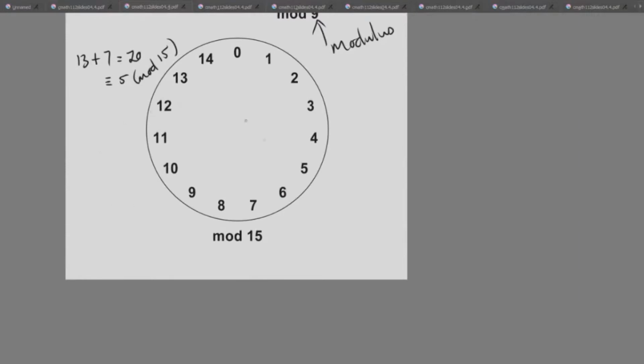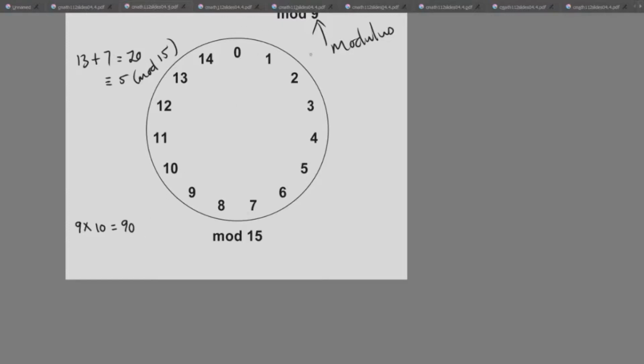But you don't have to actually manually do that every time. Let's go 9 times 10 is 90.